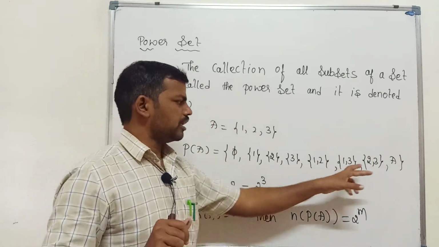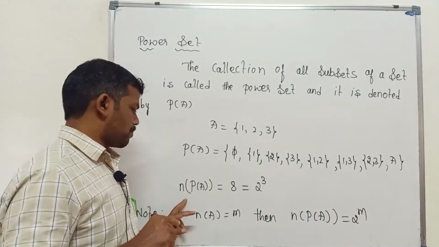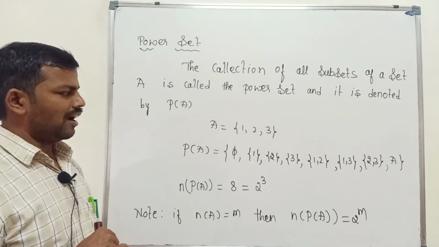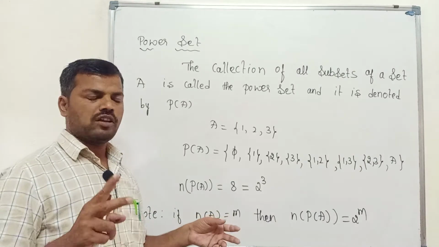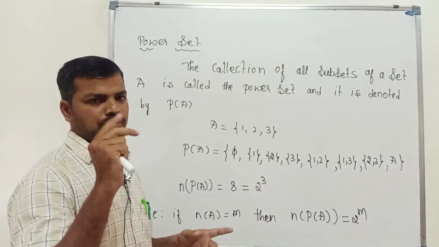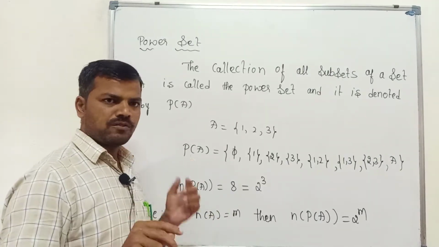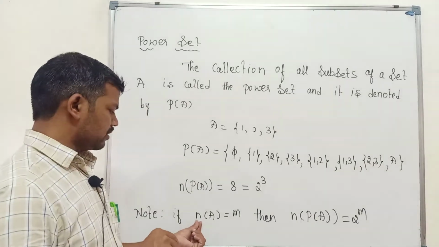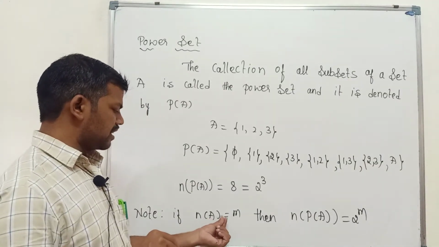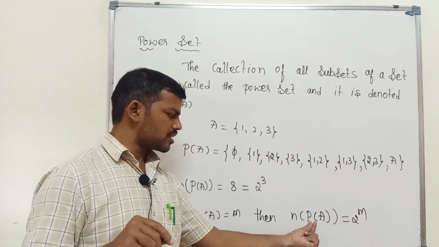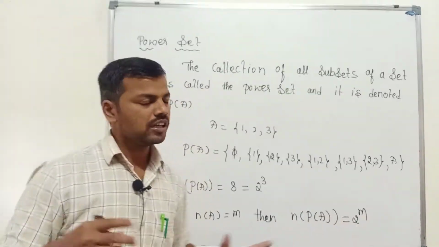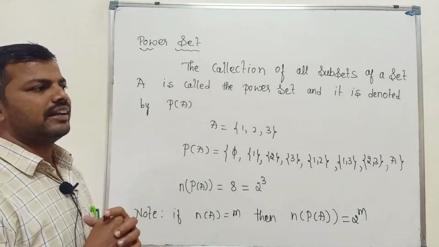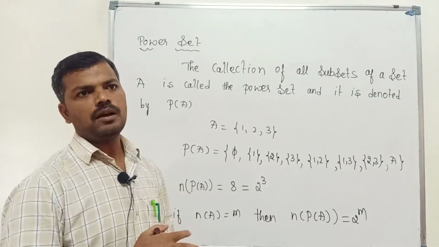So totally how many we got? The number of elements in the power set is 8, that can be expressed as 2 cube. If we have 2 elements, we'll get 4. If we have 1 element, we'll get 2. So on the basis of this only we have created the formula. So if the number of elements in A is m, then the number of elements in P of A is 2 raised to m. So this is the formula we got to calculate the number of elements in a power set.